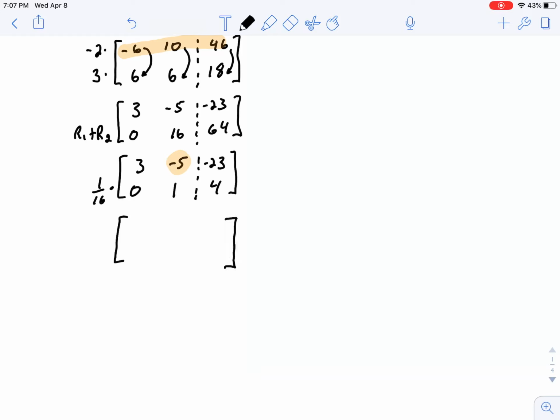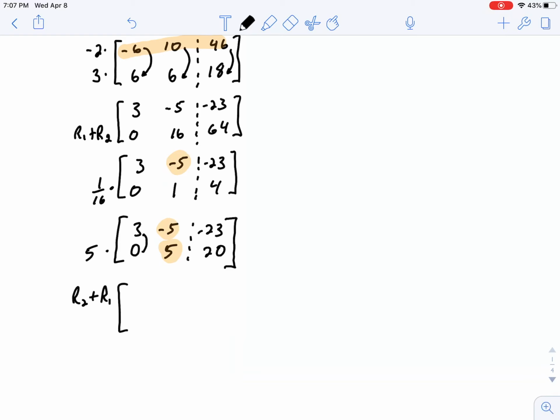Well, if I multiply this 1 times 5 and add it upwards, I'm going to have 5 plus -5, which is 0. So I guess the step I want to do is I'm going to multiply first this row times 5. So 0, 5, and 20. And then this is 3, -5, and -23. Now that you see a 5 here and a -5 there, how can you get a 0? You can add row 2 upwards to row 1.